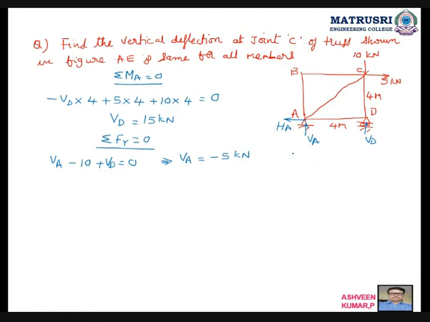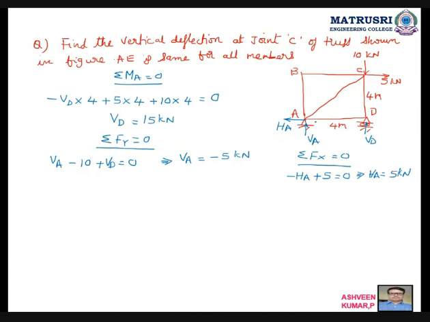Then if I go for sigma Fx is equal to 0: minus HA plus 5 is equal to 0. That implies HA is equal to 5 kilonewton. This is about the support reactions.